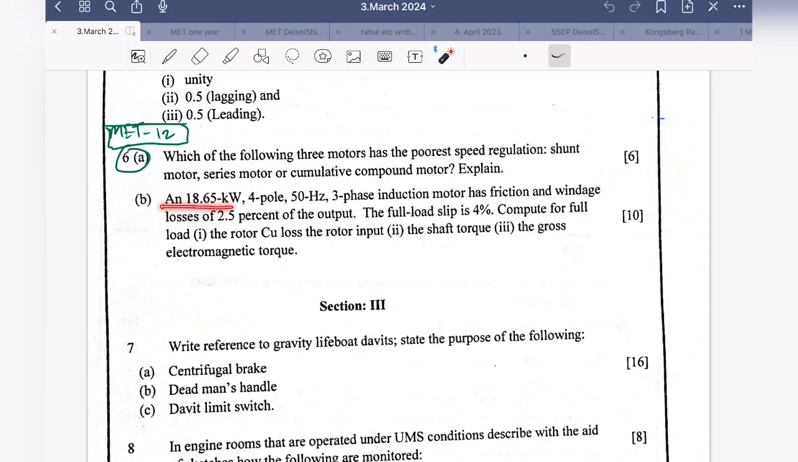An 18.65 kilowatt, 4 pole, 50 Hz, 3 phase induction motor has friction and windage losses of 2.5% of the output. The full load slip is 4%. Compute the full load rotor copper loss and rotor input. Second, the shaft torque and the gross electromagnetic torque. This answer is available in my notes.